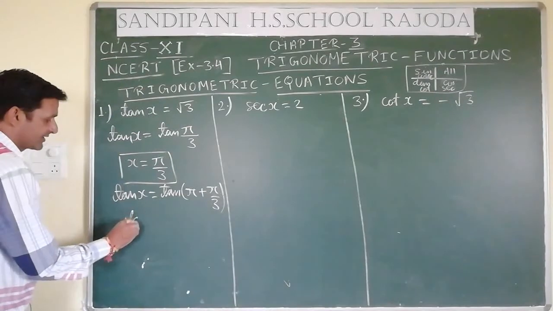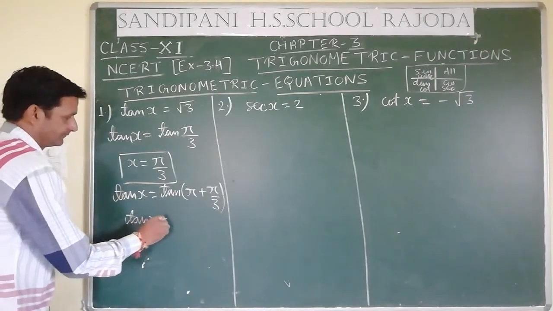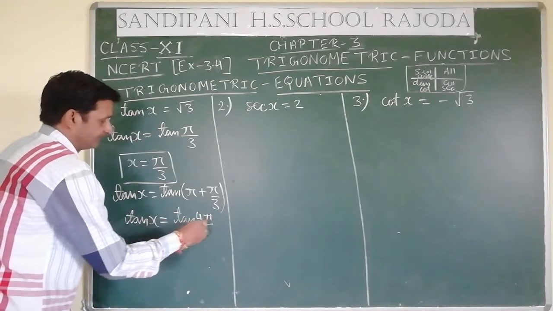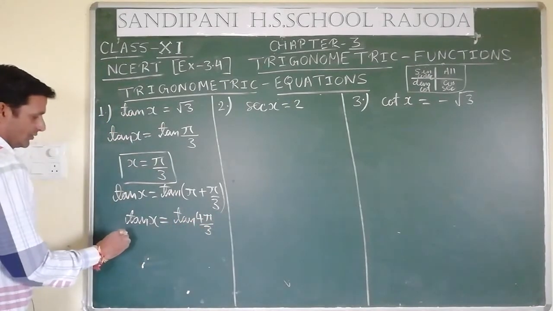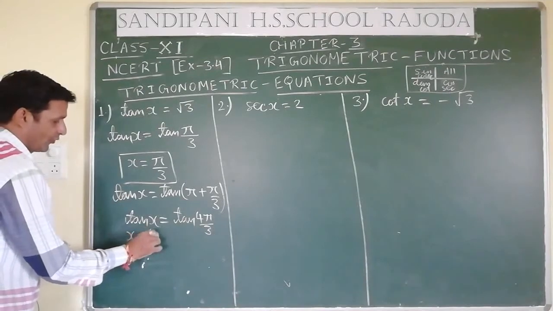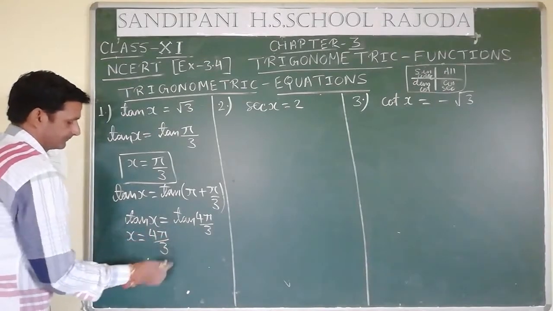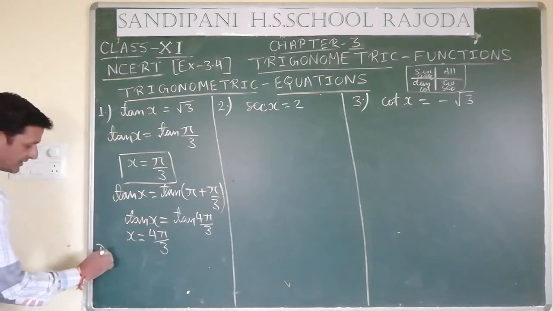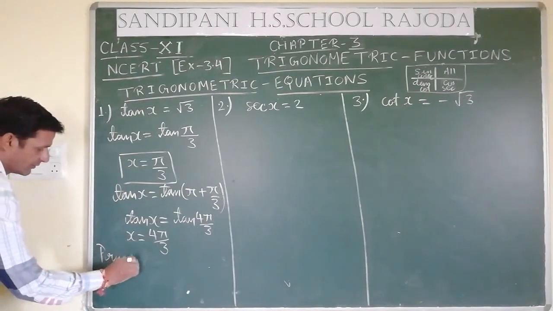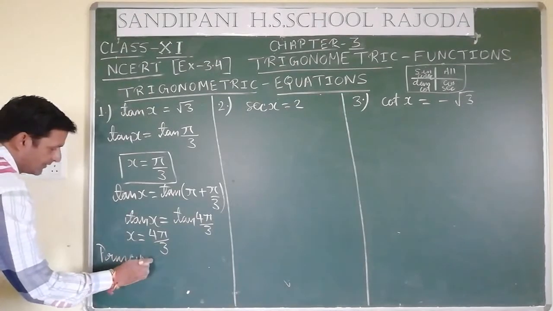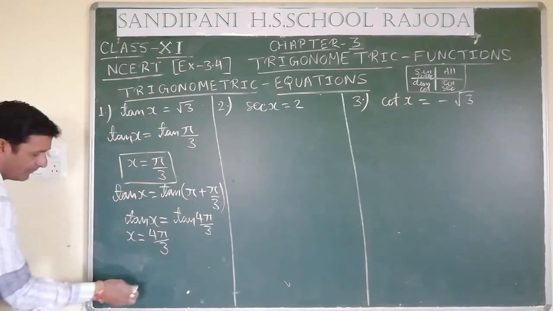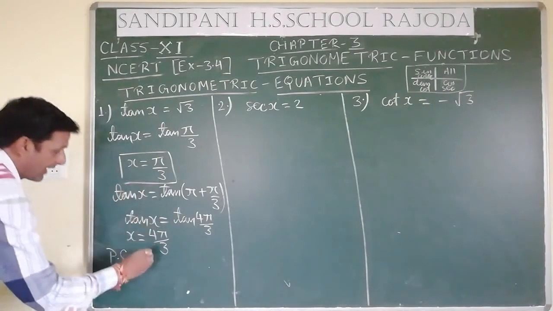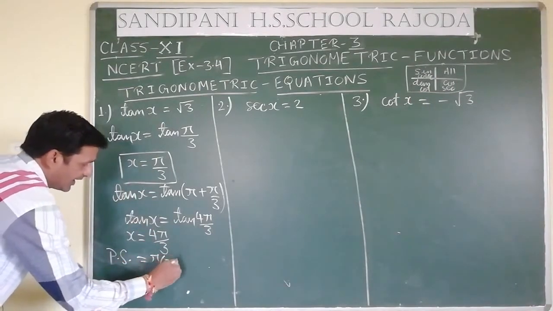That is, tan x is equal to tan 4 pi by 3. So x is equal to 4 pi by 3. So the principal solutions, I may write in short form PS, principal solutions, are pi by 3 and 4 pi by 3.